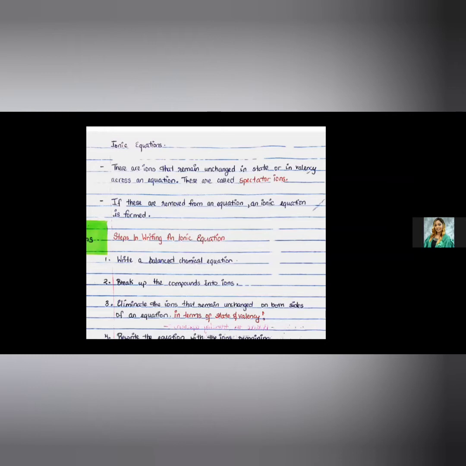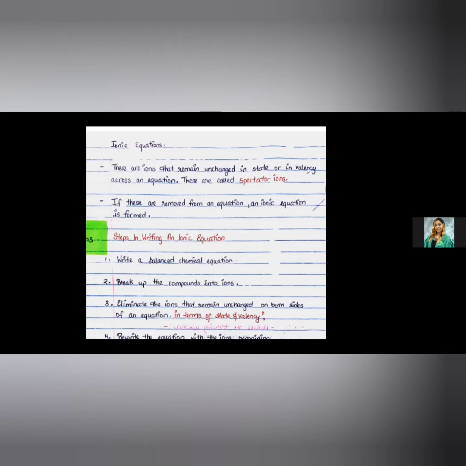So remember, you have 4 states of matter for equations: solids, liquids, gases, and aqueous solutions, or in valency across the equation. Those are what we call spectator ions. So it's plain and simple. If the element is aqueous or solid or gas on one side, and it has one valency there, and then on the next side of the equation it is the same thing, nothing has changed, they're called a spectator. They're not physically participating in the reaction. They're just there watching the reaction, hence the name spectator. If these are removed from your equation, you're going to get an ionic equation.